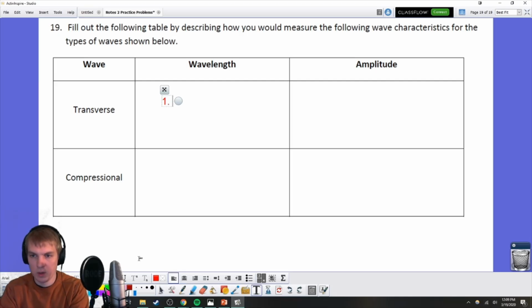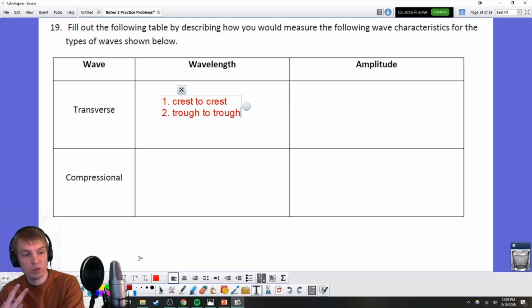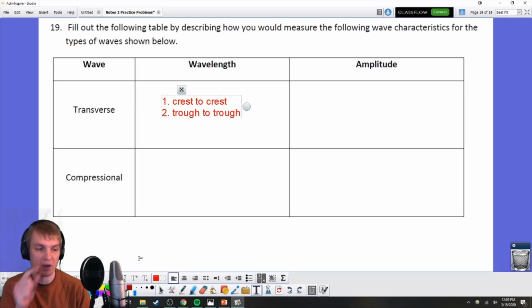So you can do one, crest to crest. Another great option is trough to trough. Those are the only two scenarios that I would feel comfortable with you using on a test or a quiz of how to measure wavelength. You could measure from different points of a wave as long as they're the same part of a wave, but that gets a little bit tricky. The easiest ways to do it are to do crest to crest or trough to trough.